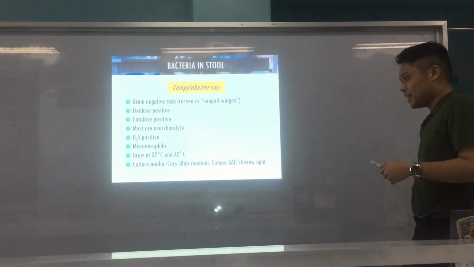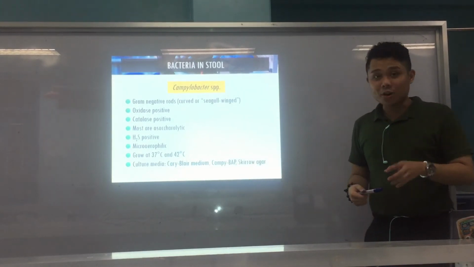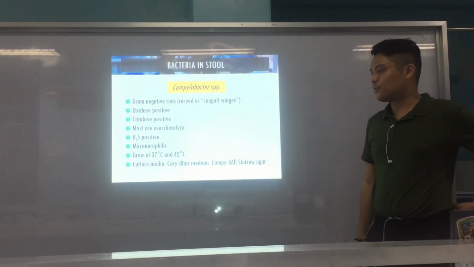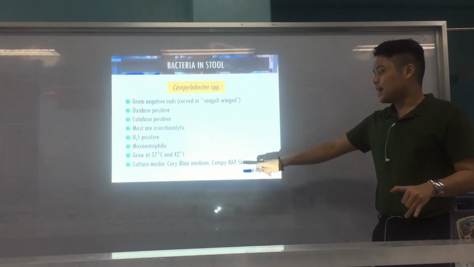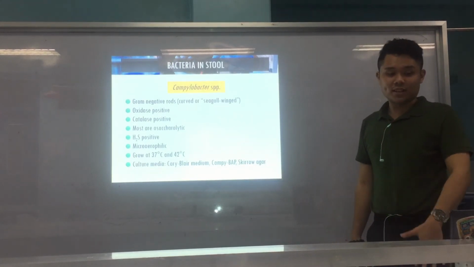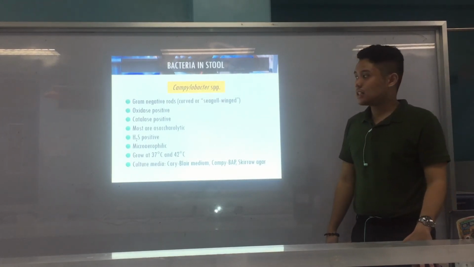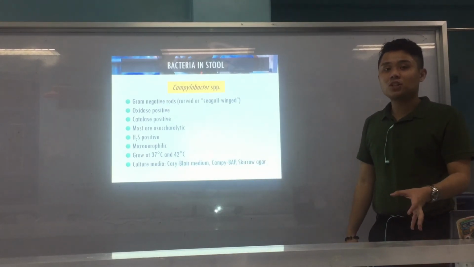Oxidase positive, catalase positive. Most are asaccharolytic. H2S positive also. Microaerophilic, growing at 37 and 42 degrees. The culture media of choice are Campy-BAP and Skirrow, and Cary-Blair for transport.